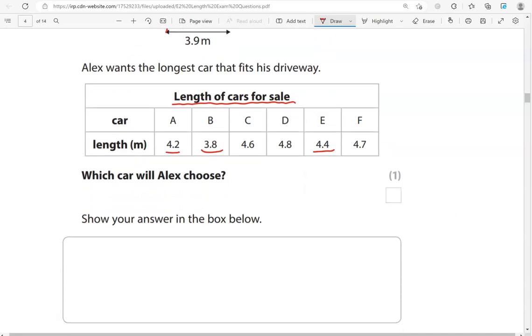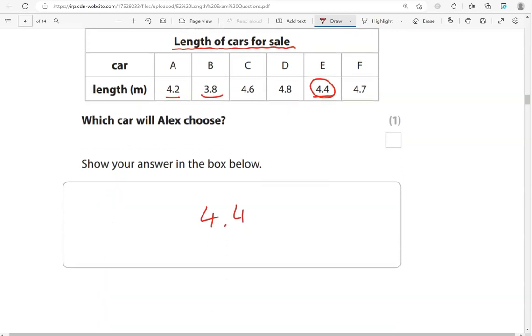Which one is the highest decimal out of these? 4.2, 4.4 or 3.8? 4.4 is the highest, and that is car E.